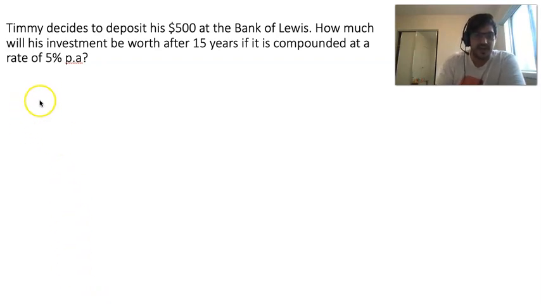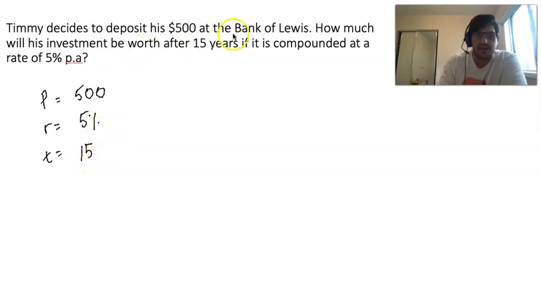We start off by identifying the parts. The principal amount invested is $500. The rate of the investment is 5%, and the time it is being calculated for, it's being calculated per annum, so every year for 15 years, that is 15 times. Now, it is being compounded at a rate of 5%. So this is our compound interest equation.